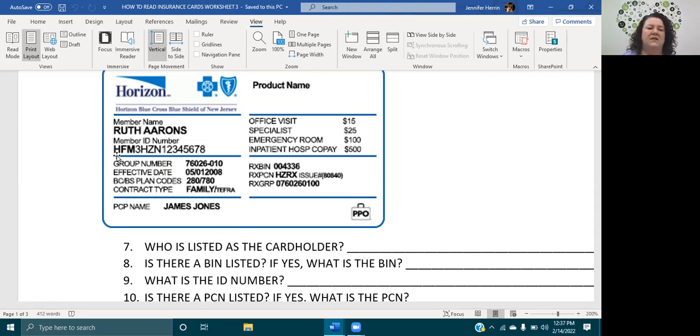Number 10 asks, is there a PCN listed? And if yes, what is the PCN? Well, back to that bottom right-hand corner with all the RX information that was listed, we have an RX PCN, and that is listed as HZRX. The PCN, sometimes it's numbers, sometimes it's letters. You're going to enter whatever it specifies there for the PCN.